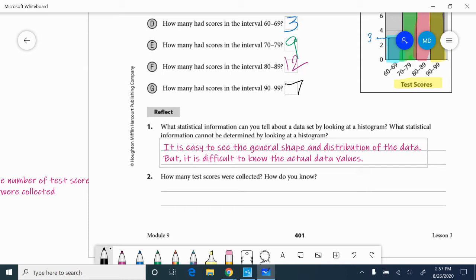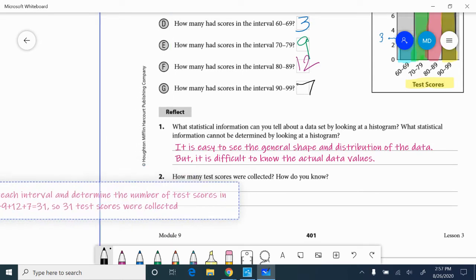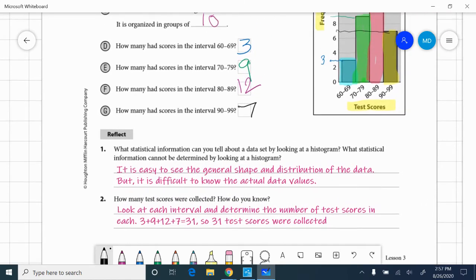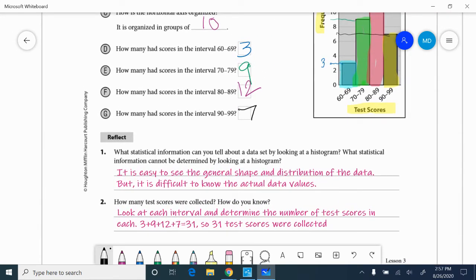Number 2, how many test scores were collected and how do you know? All we have to do for that is look at each interval and determine the number of test scores in each. So we had 3, 9, 12, and 7. If we add those numbers up, we get 31. So 31 test scores were collected in all.